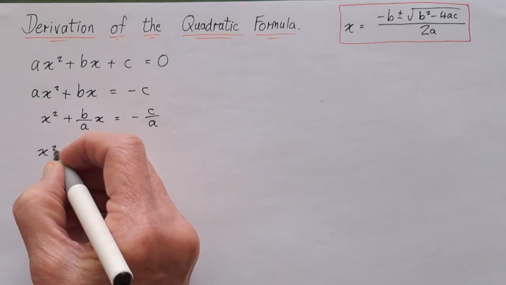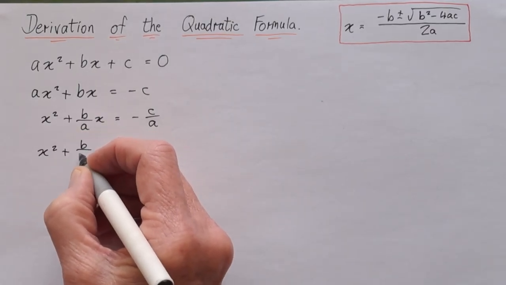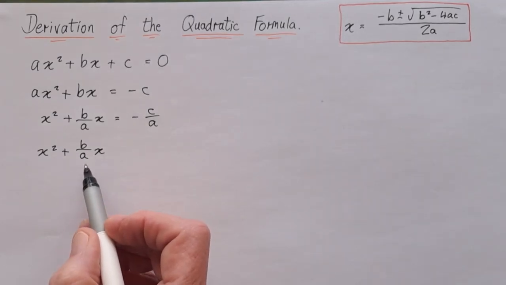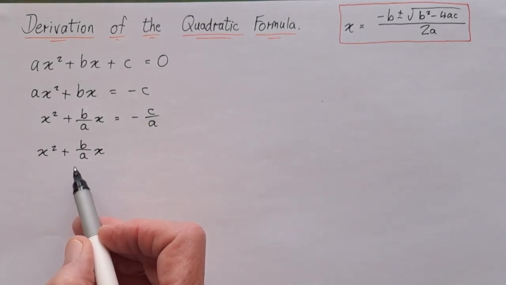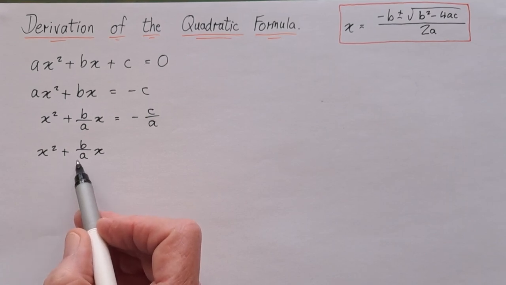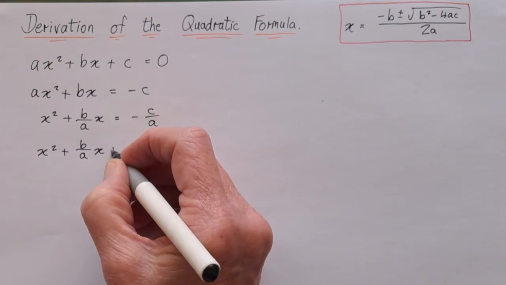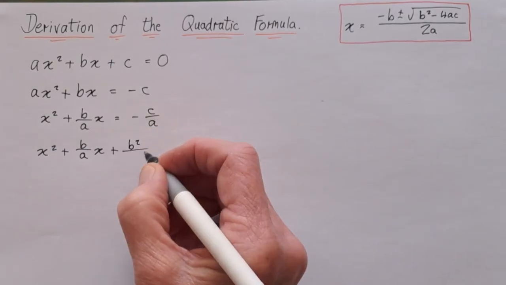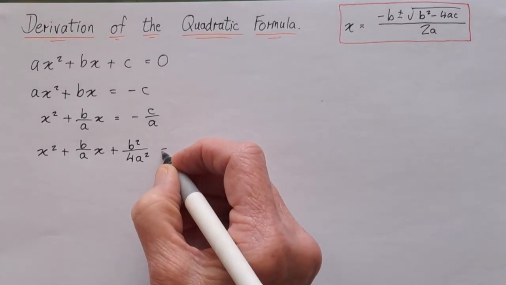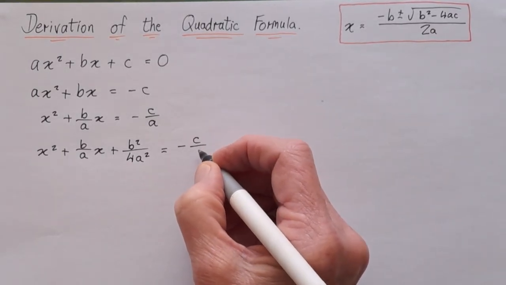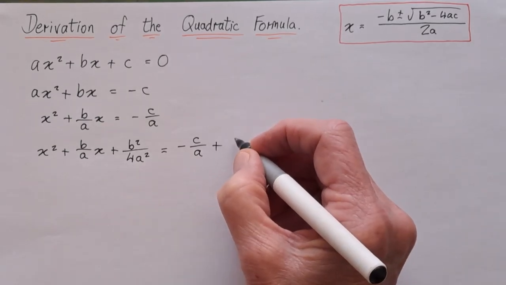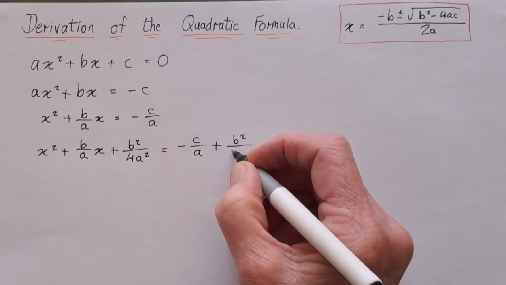So we write down what we have. And then we halve this coefficient, so it'll become b over 2a. Whenever you halve something, the 2 goes into the denominator. And then we square it. So b over 2a is going to become b squared over 4a squared. Then we write down what we've got on the right-hand side. And whatever I did to the left-hand side, I need to do exactly the same thing to the right-hand side.